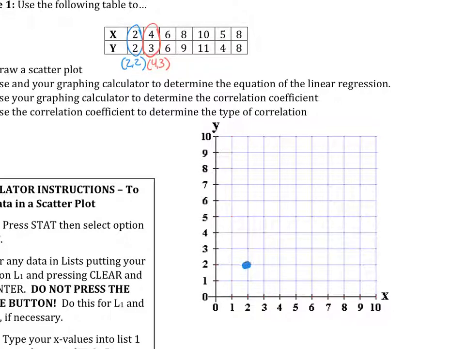So 2, 2, we put a point. 4, 3, we put a point. 6, 6, we put a point. 8, 9, 10. Oh, doesn't go to 11, so let's put it up here. Oops. 5, 4, and 8, 8. Rarely will you see your data this close to a line, but we're just practicing today. So this is how you can do it by hand.